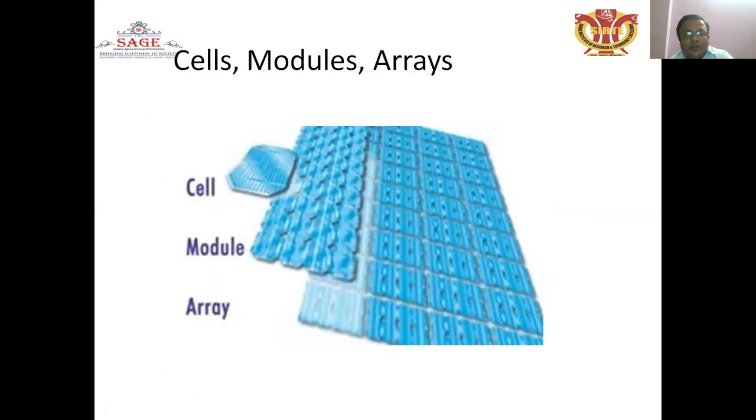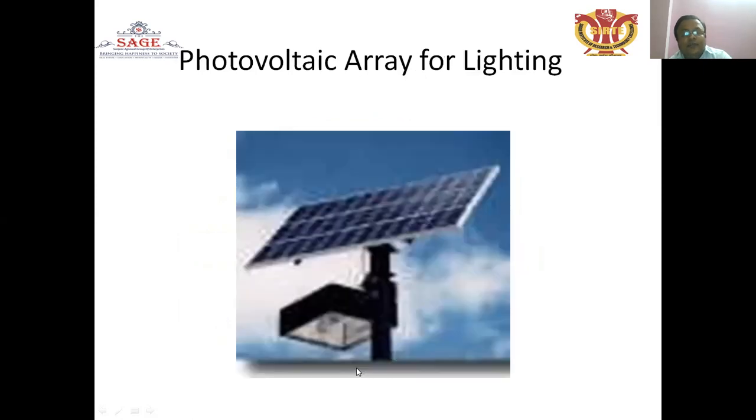What are cells, modules, and arrays? A cell is the tiniest size, a module consists of a number of cells, and an array is the biggest form, consisting of a number of modules. This is described in the figure. The cell is the tiny form, the module is in between the array and the cell, and the array is the biggest form.